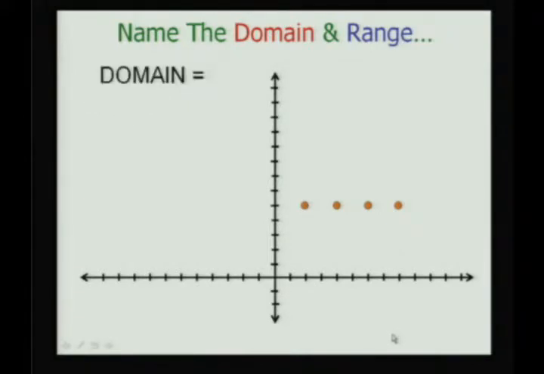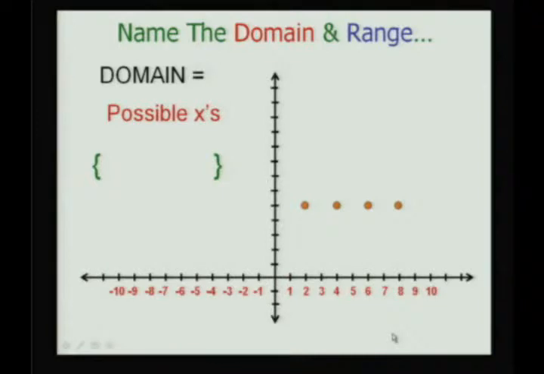Well, let's see. The domain is all the possible x's. What would all the possible x's be? It is a set. Okay, so we'd have set notation. Let's use our axis here. Well, one of them is 2. One of them is 4. Another x is 6. And in this picture, the last x is 8. So that's the domain.